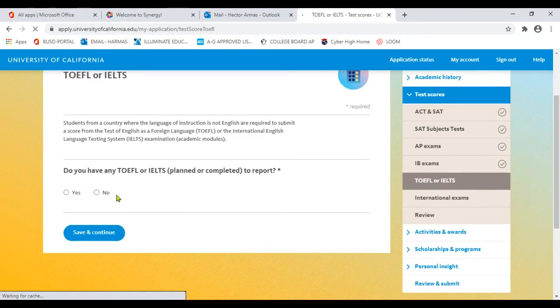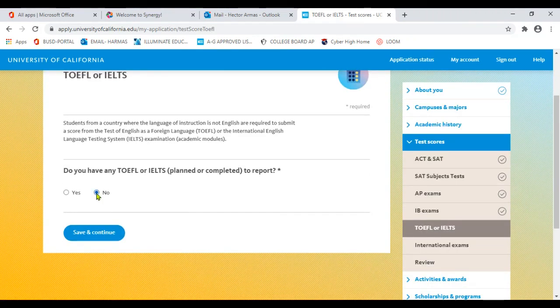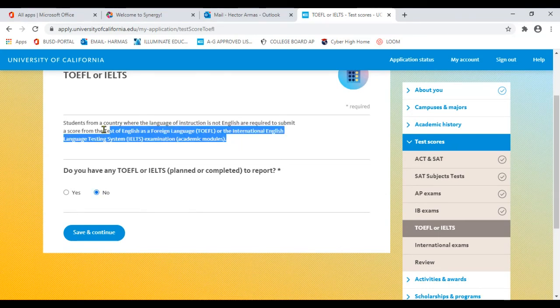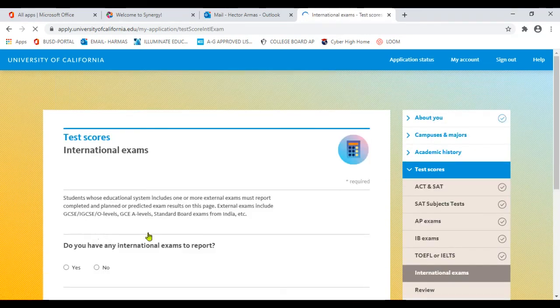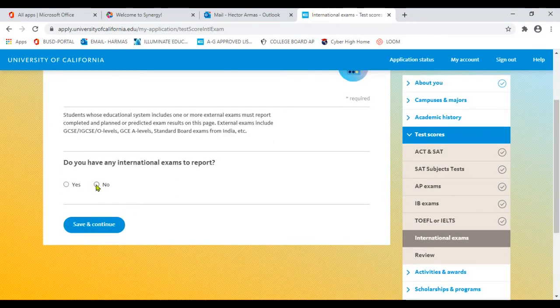And then TOEFL, nope. TOEFL is basically for students that have been here for less than 2 years. Students from a country where the language of instruction is not English are required to submit a score from the TOEFL or the International English Testing System examination. But in this case, I attended 4 years at Bassett High School, so I'm going to say no, I'm not going to do a TOEFL. And then, do you have any international exams to report? Nope.